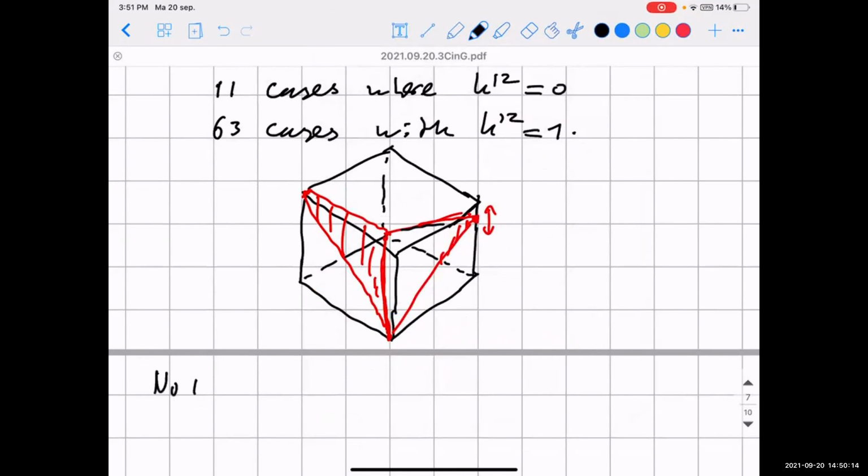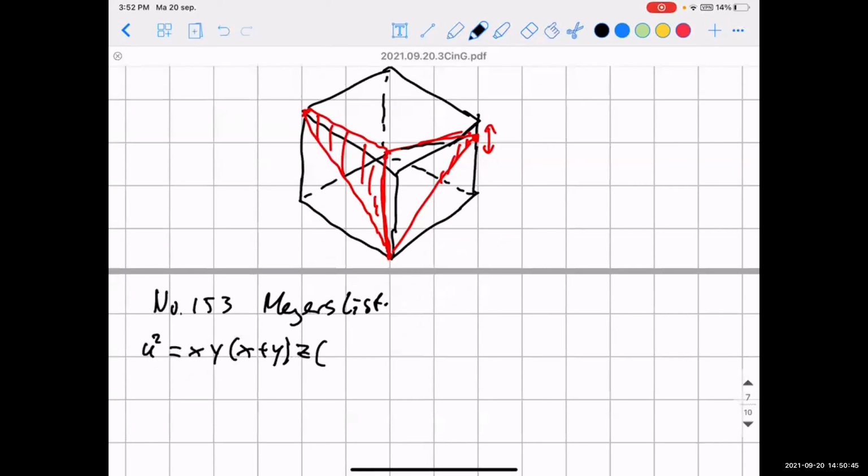So we took number 153 from Meyer's list. And well, I can write down the equation. Maybe that's the best to do. So x, y, z, x plus 2y plus z plus tv plus v, y plus z plus v times x plus y plus z plus t minus 1 times v.